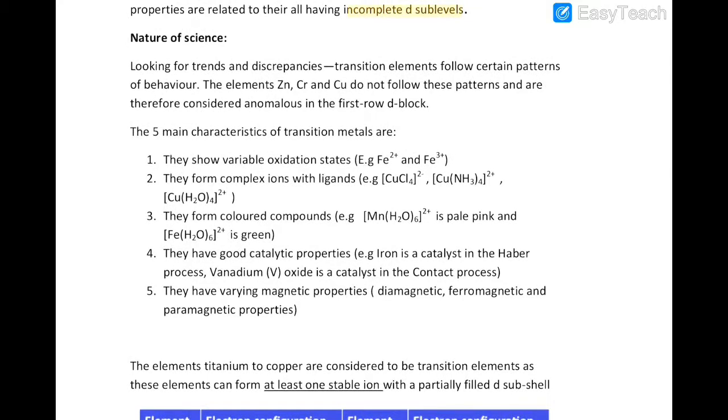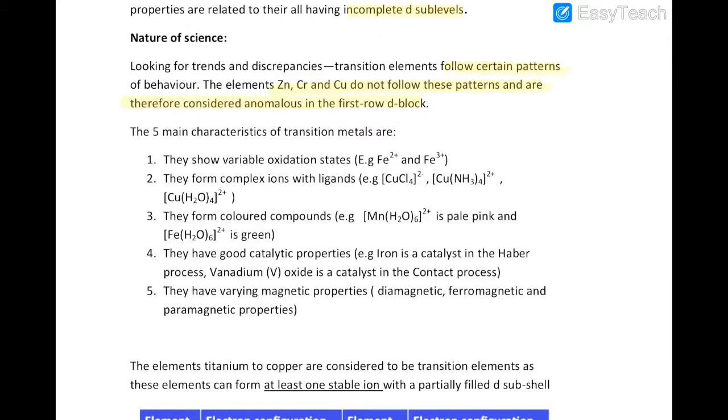When we look for trends and discrepancies across the transition elements, they follow certain patterns of behavior, but zinc, chromium, and copper do not follow these patterns and are therefore considered anomalous in the first row d-block. We'll be looking at these anomalous properties.